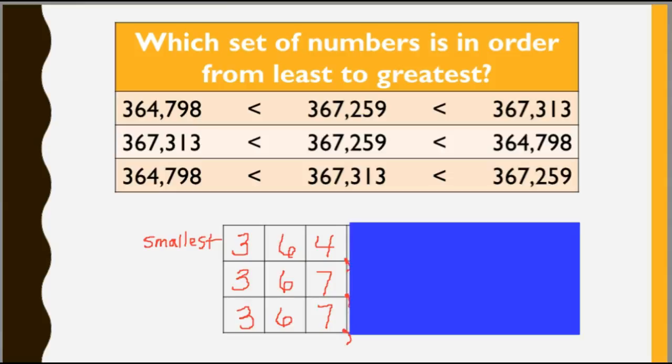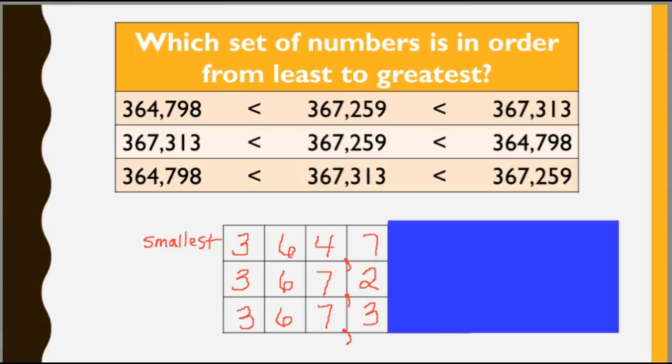Okay, so let's go to the next one. Okay, so now we're only looking at the bottom 2 numbers, because we've already decided that this one is the smallest. So now we're just going to look right here. Okay, so now we're just going to compare the 2 and the 3. And we know that a 3 is larger than the 2, so this one is going to be the largest. And this is the one that's going to be in the middle.